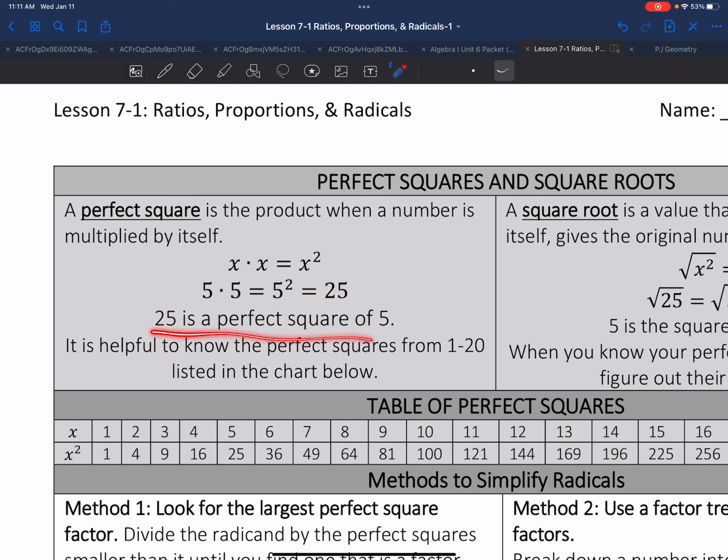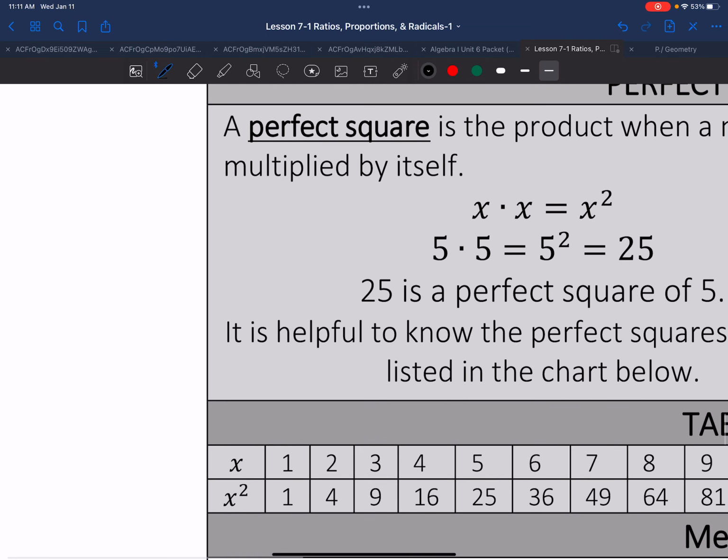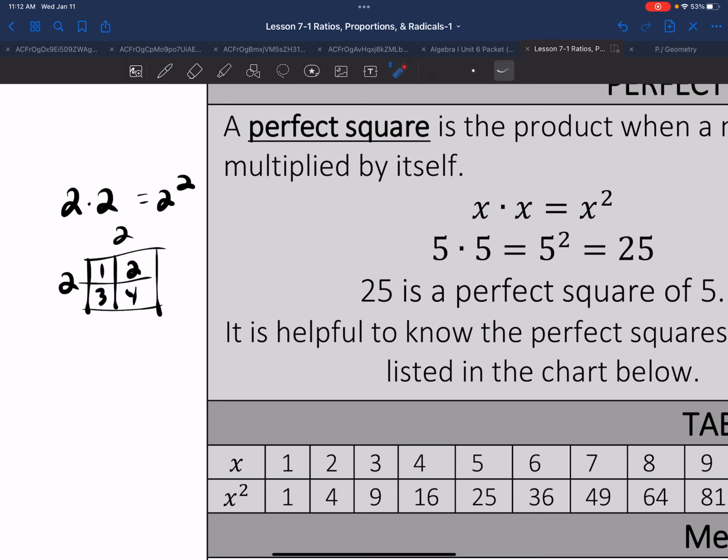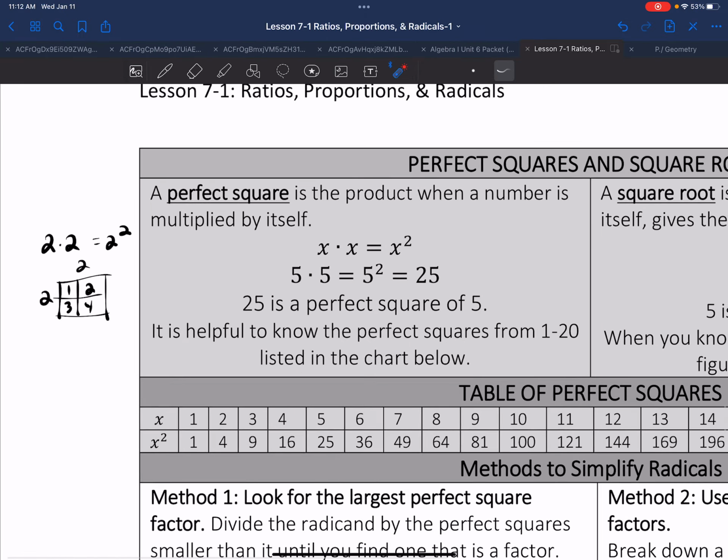And 25 is a perfect square because this is what a perfect square is. Like if I say 2 times 2, right? 2 times 2 is the same thing as saying 2 squared. So if I draw my rows and columns, here I have 2 over here and 2 over here. Well, what's 2 times 2? 1, 2, 3, 4. And look at that. That forms a perfect square, even though it doesn't look like I drew a perfect square. But yes, that's why it's called a perfect square, okay?